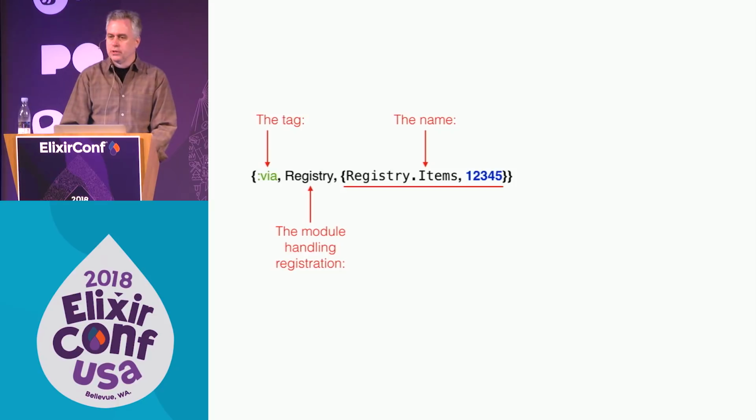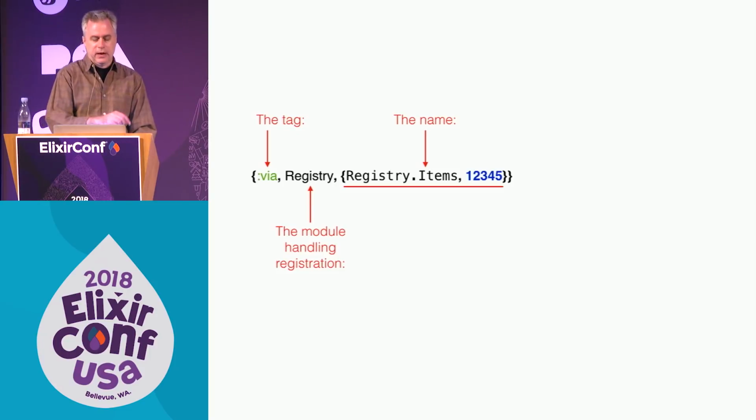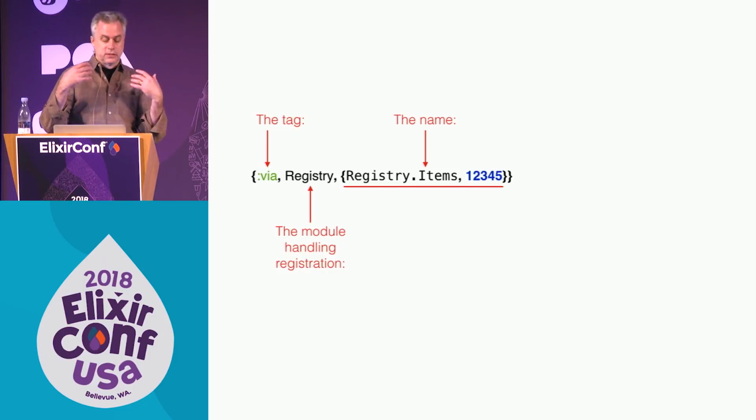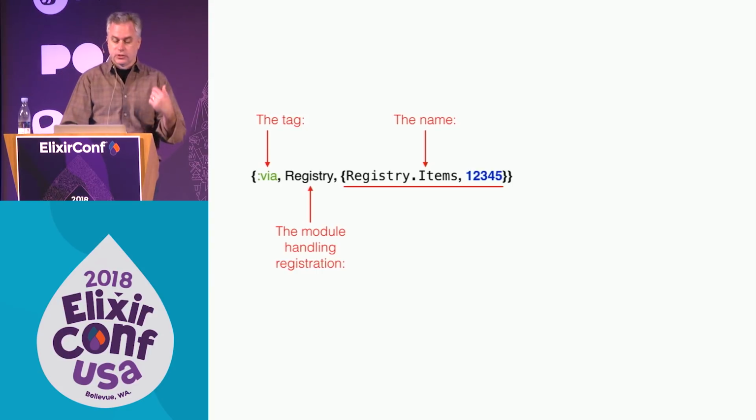So this is what a via tuple looks like. And by the way, any process registry, whether it's custom or the one that we get with Elixir, the registry, will always have a via tuple that looks like this. It's tagged with via. The second element of the tuple is the module that's handling the registration. And then the third element is the name.